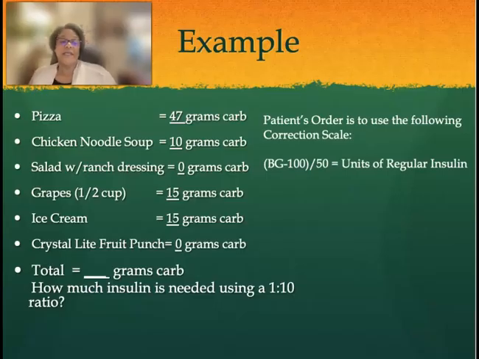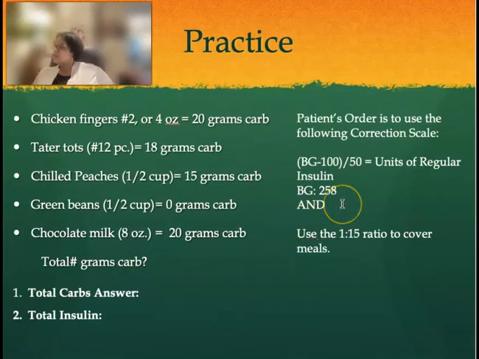So I hope that you can see exactly what I just showed you. We're going to practice some more in class as well. So here's another one. Let's say the blood glucose is... I think I have it on here. Okay, blood glucose is right here. Let me go down real quick. Sorry. Blood glucose is 258, and you want to plug it into your problem right here. And then here is your 1-to-15 ratio.